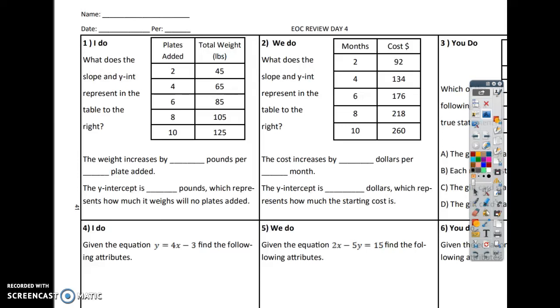Okay, I'm going to do the I do for the top and the bottom. So I'm going to do number 1 and number 4 with you. No, number 4 and number 5. Number 4 is really easy. It's already solved for y. It's already in y equals. Number 5 is not, so we would have to solve for y. Write that down.